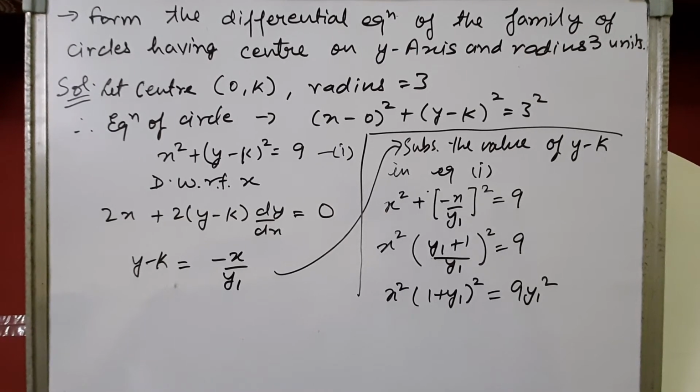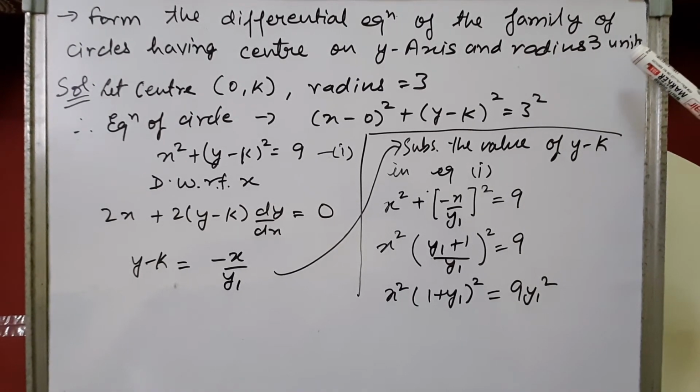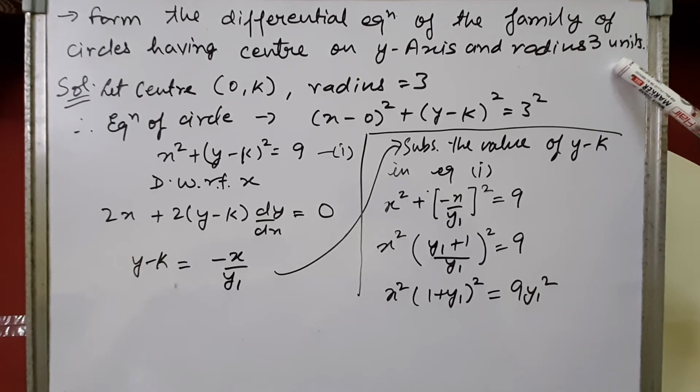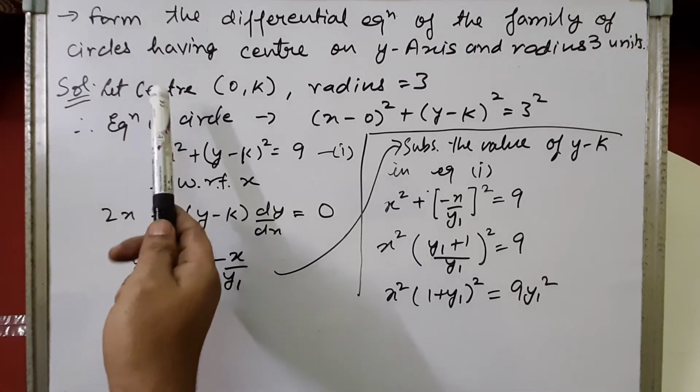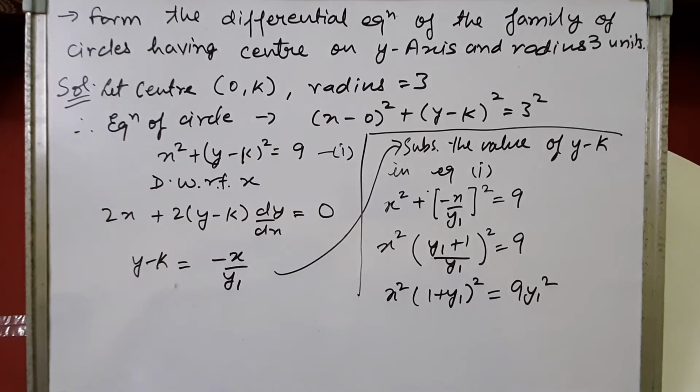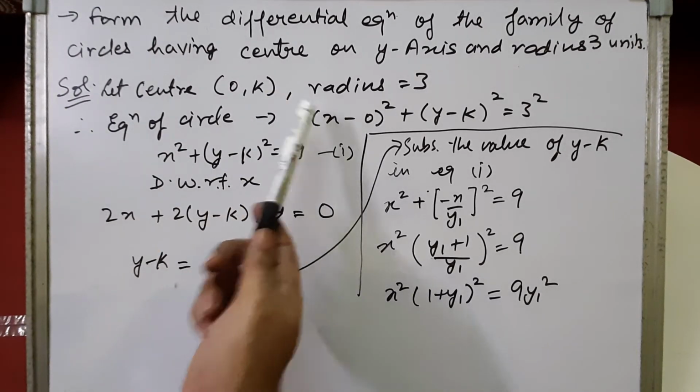Okay, let's see another sum, children. Now in this sum it is given: form the differential equation of the family of circles having center on the y-axis and radius 3 units. Now we know the center is on the y-axis. So we'll assume that the center is (0, k) and the radius is given as 3 units.